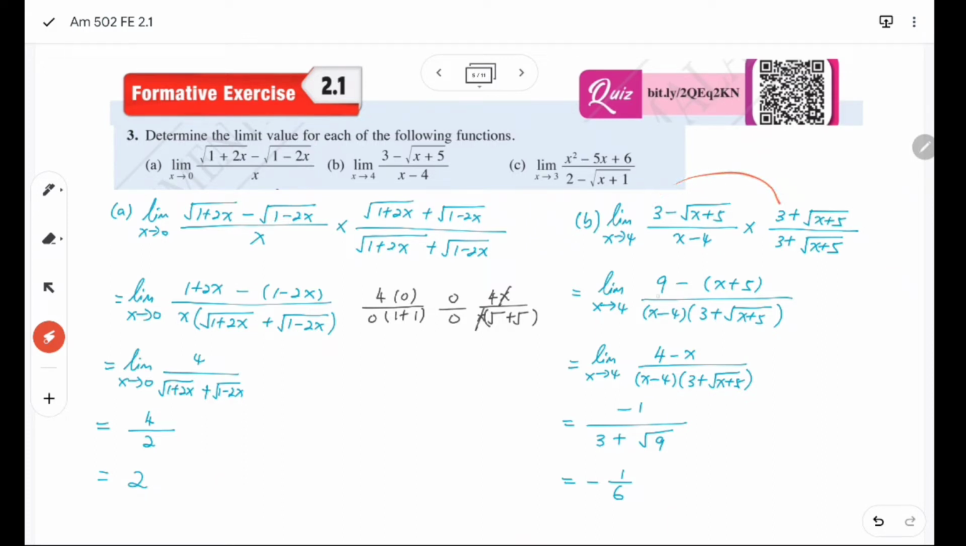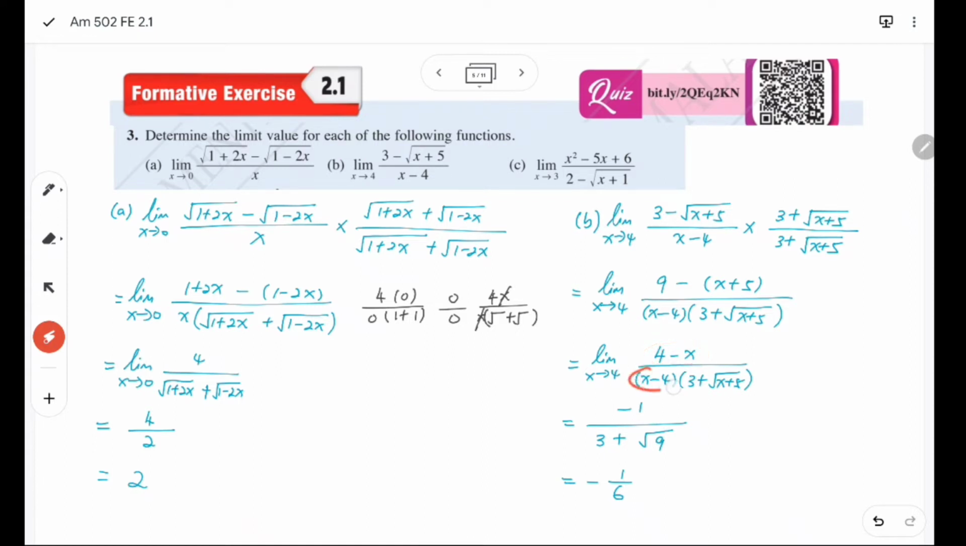Then 3 times 3 we get 9. 3 times positive and minus times 3, they are eliminating each other, and negative positive square root, I'm actually getting x plus 5. Down here we get x minus 4 times the 3 plus square root of x plus 5. So we leave it like this. Okay, so simplify the numerator. So we get 4 minus x as the numerator, and down here we get x minus 4 times 3 plus square root of x plus 5.